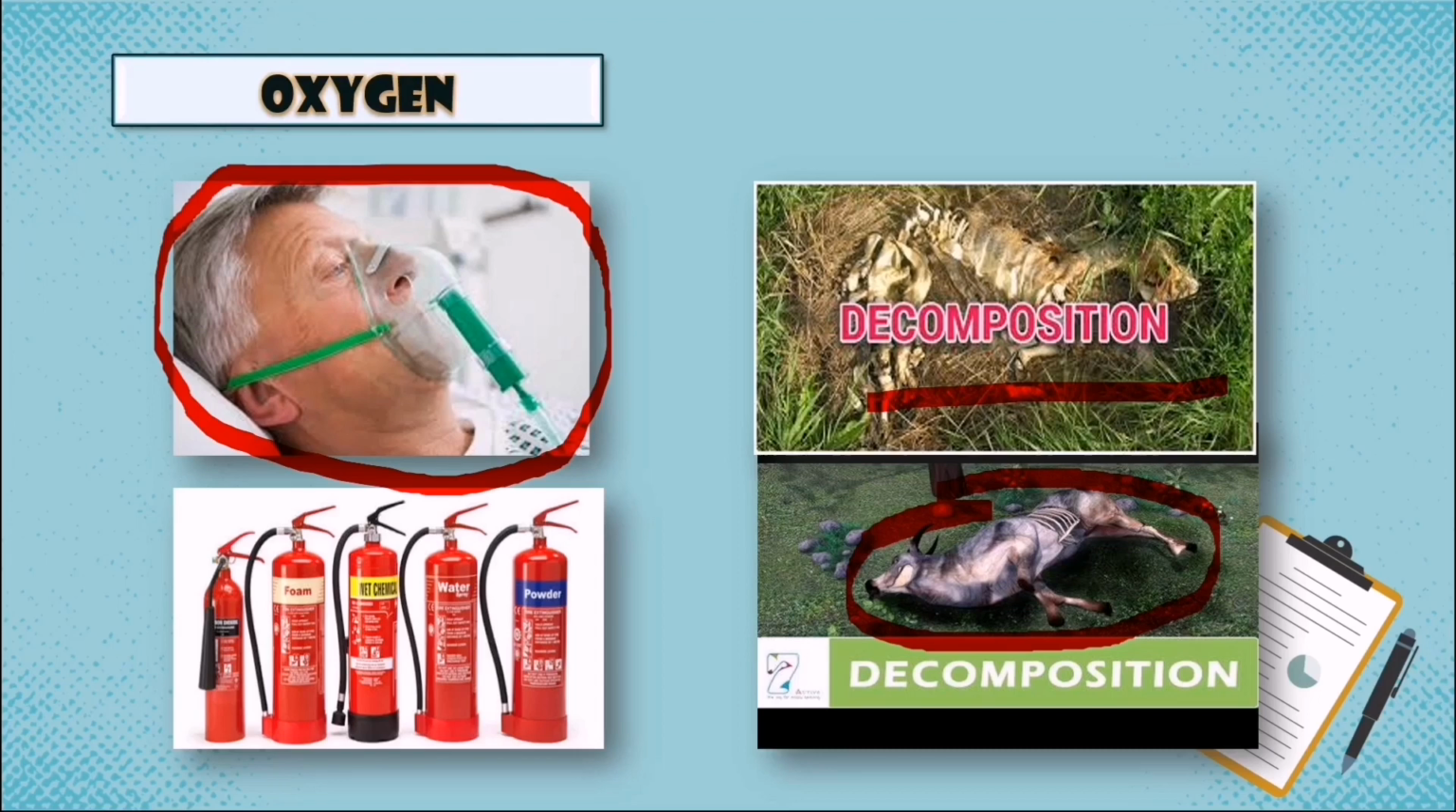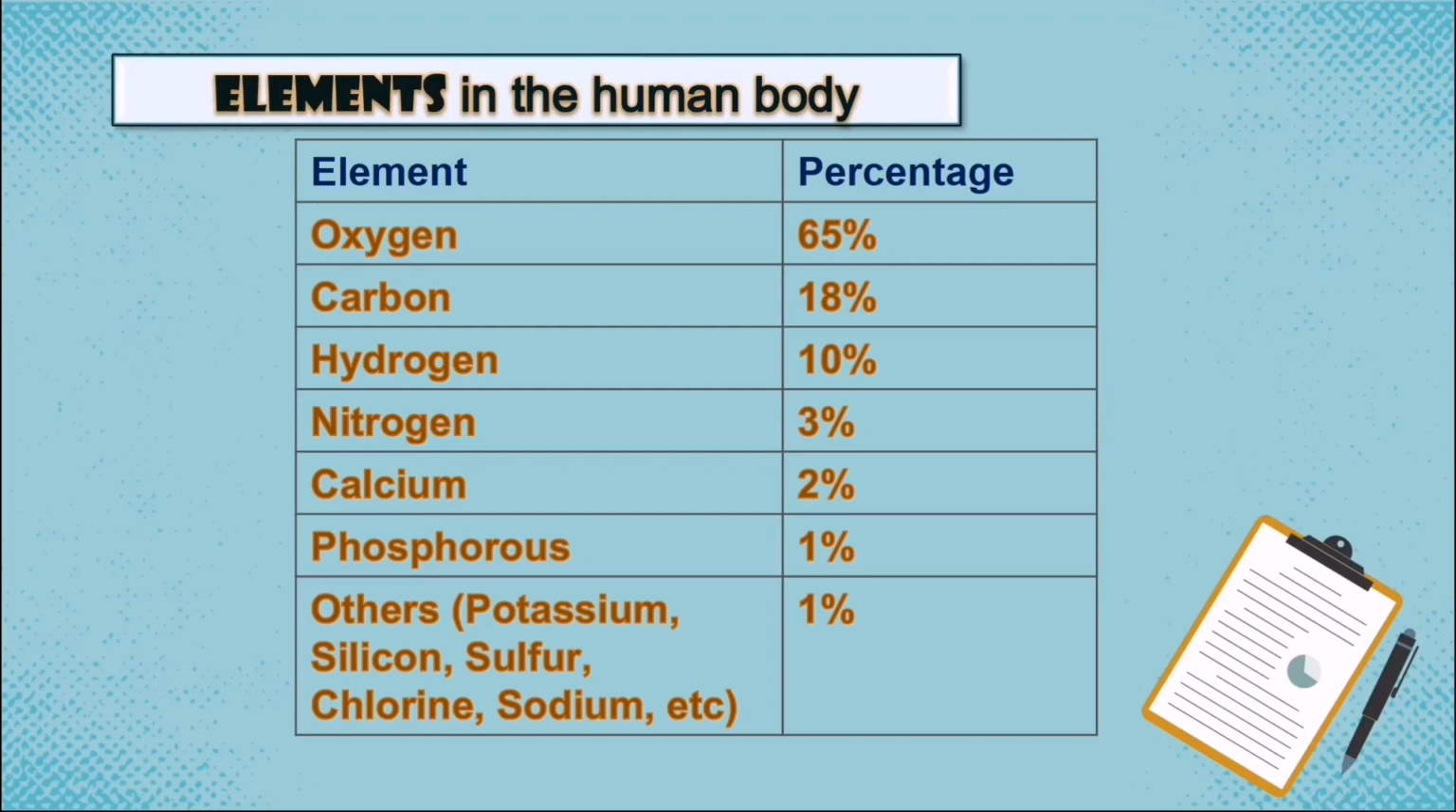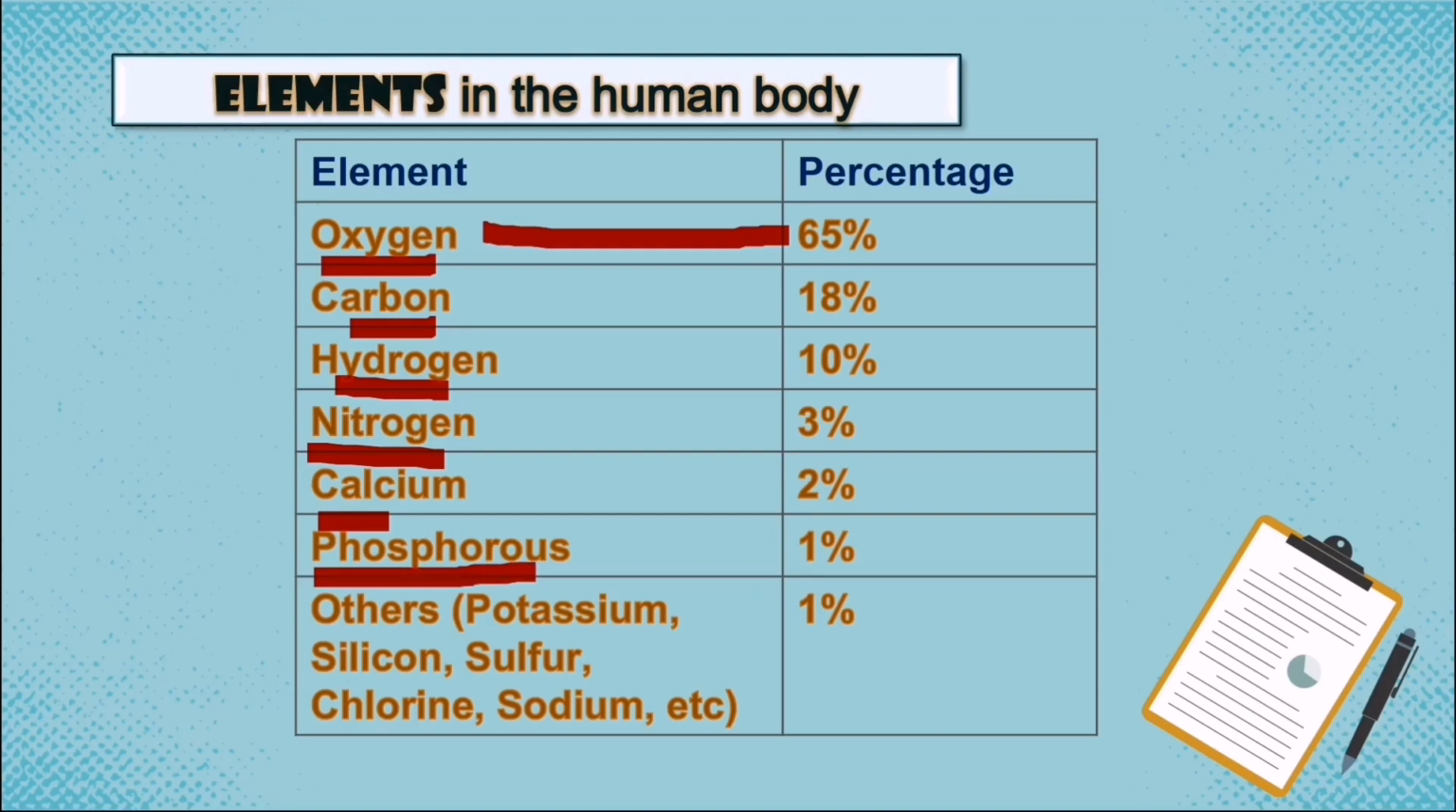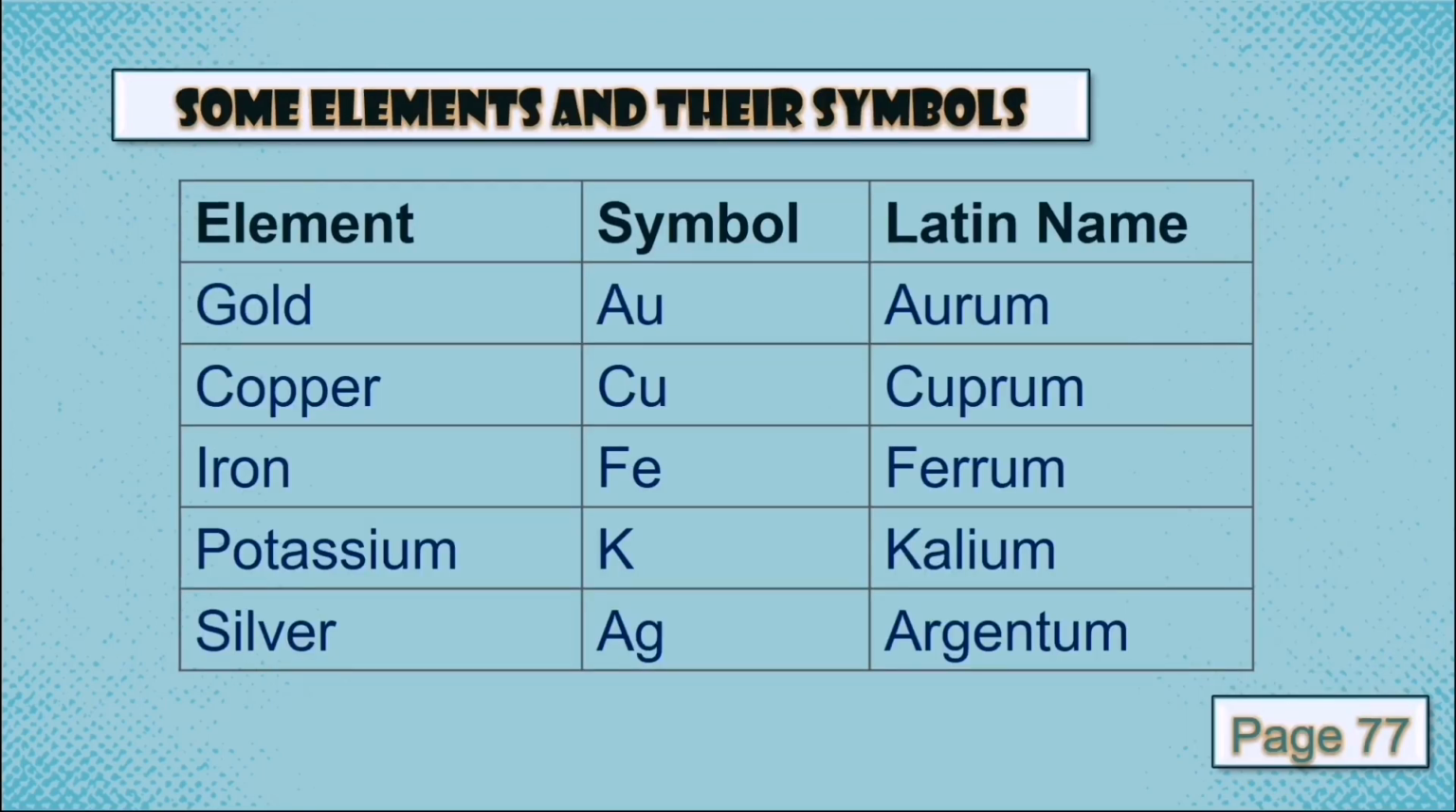Another chart, elements in the human body. Ang pinakadaghan gyapon is oxygen, kay dili man ta mabuhi kung walay oxygen. Next is carbon, hydrogen, calcium, phosphorus, and other elements. Okay? Next is some elements and their symbol.